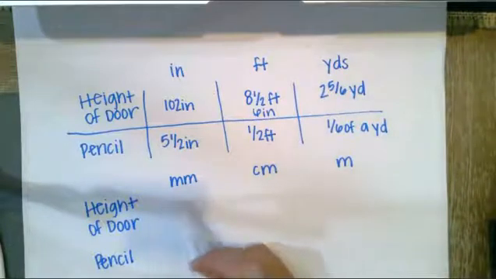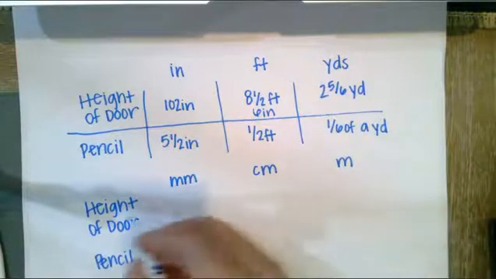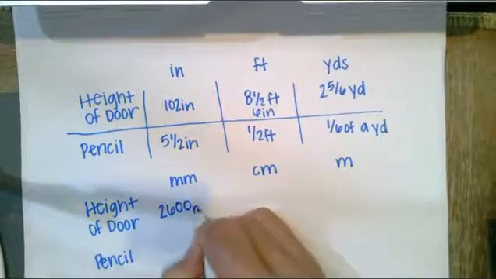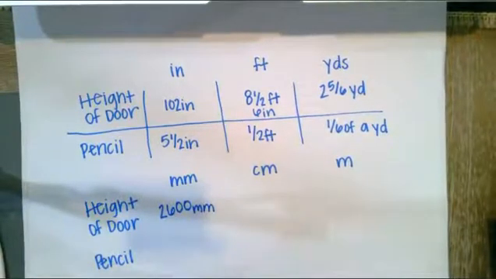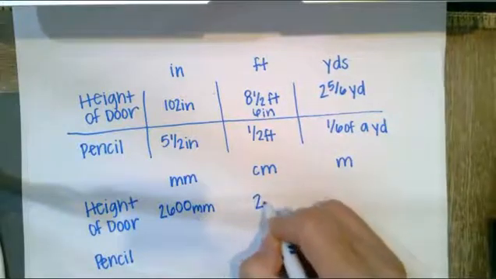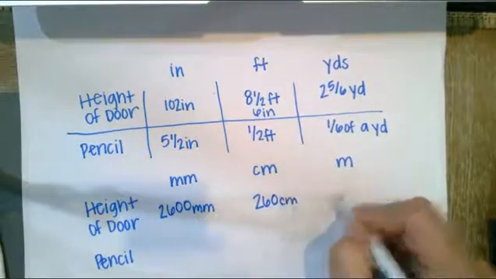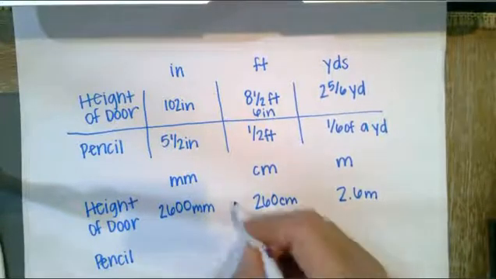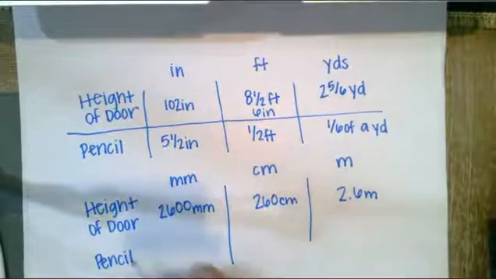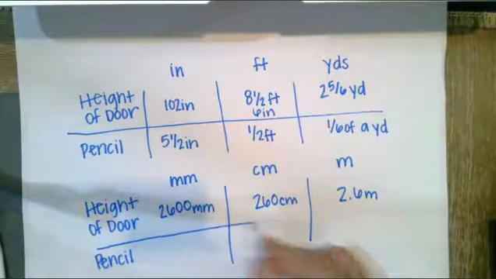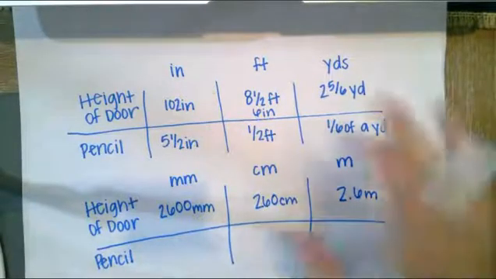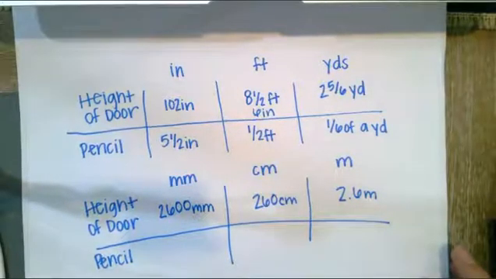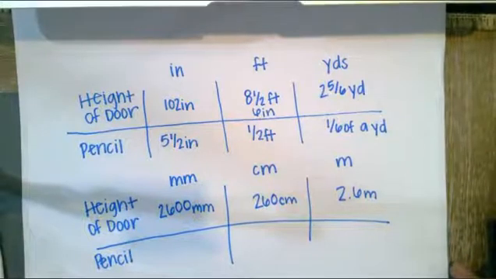If you were assigned the metric system, you're going to do the same thing. The height of the door may be 2,600 millimeters, which would be 260 centimeters, which would just be 2.6 meters. Do the same thing for the pencil as well. We're going to compare all of our measurements and look for some patterns or anything that we notice about our measurements.